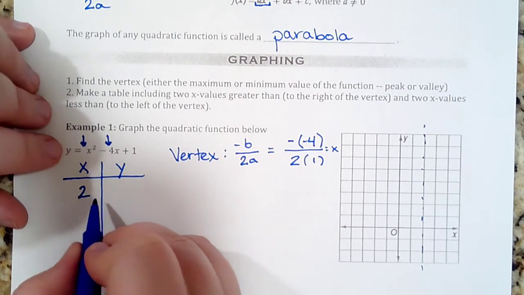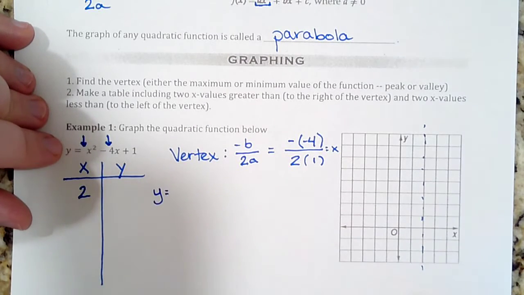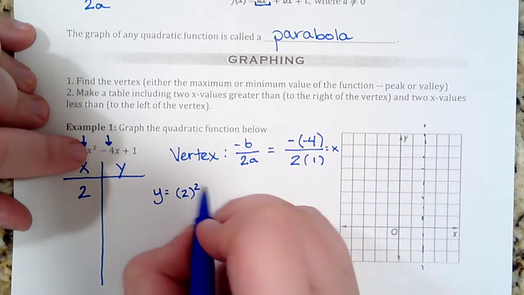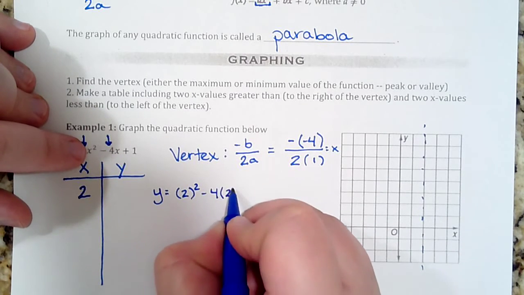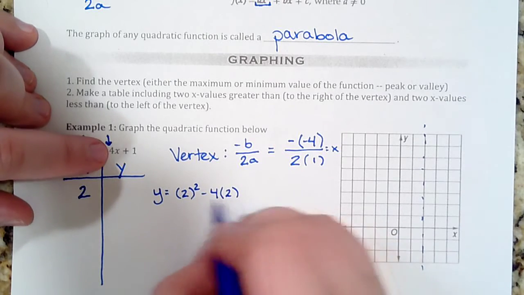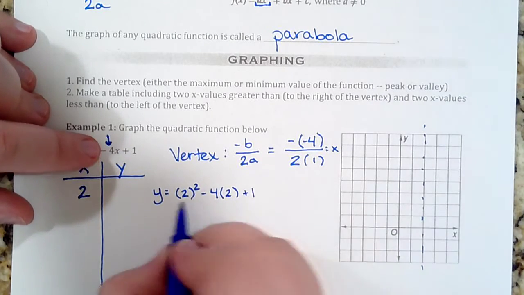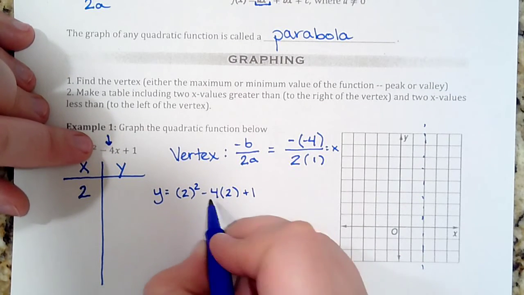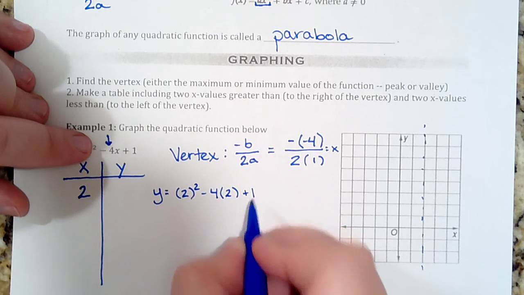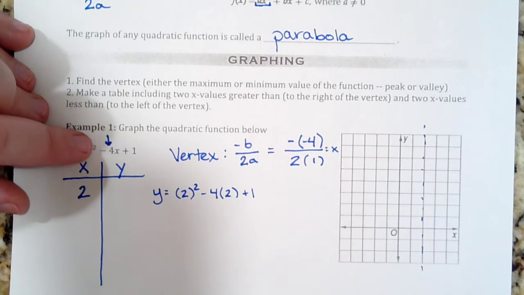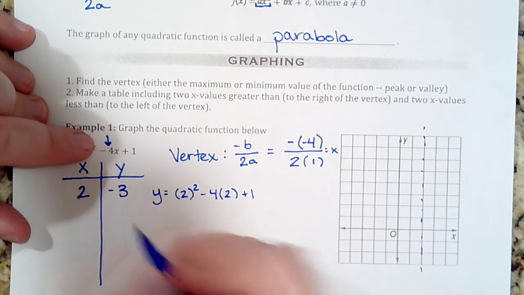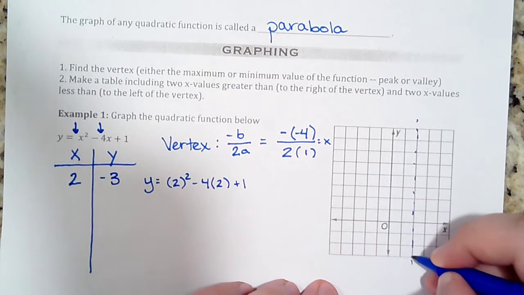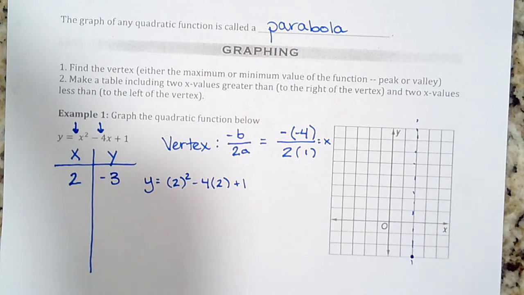So what I'm going to do is go back to my original equation and say if I want to know what y is, I'm going to plug in x. I'm going to say 2, where x was, squared, minus 4 times 2, plus 1. And when I calculate this, I get 2 squared, which is 4, minus 8. So 4 minus 8 is negative 4. Negative 4 plus 1 is negative 3. So I now know where my vertex is. It's at (2, negative 3), and I can put that on.